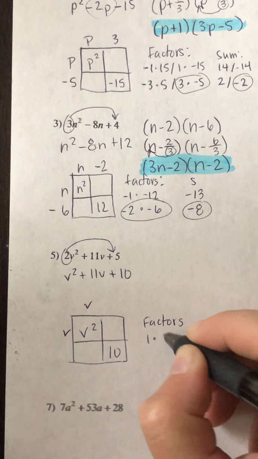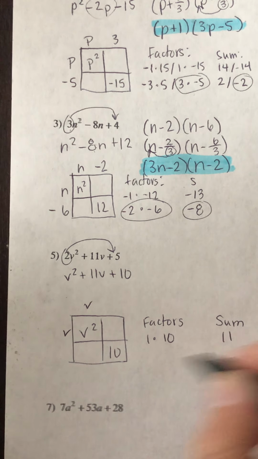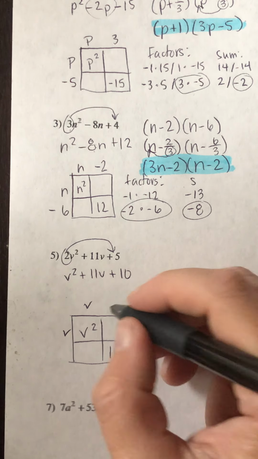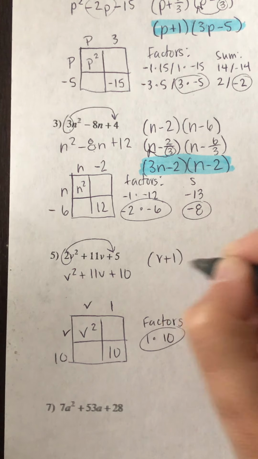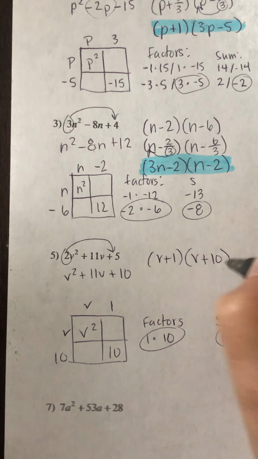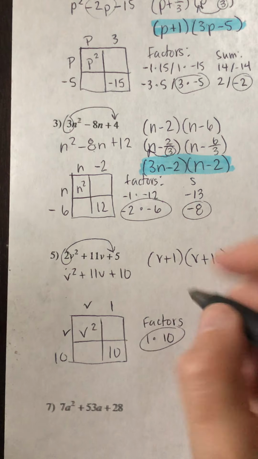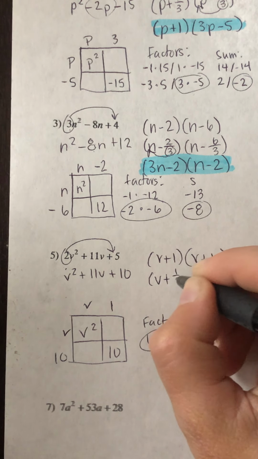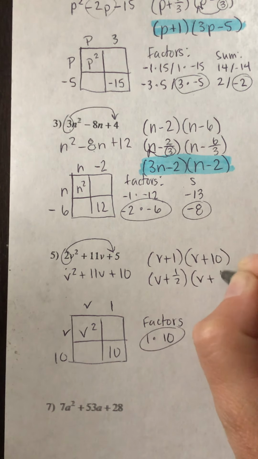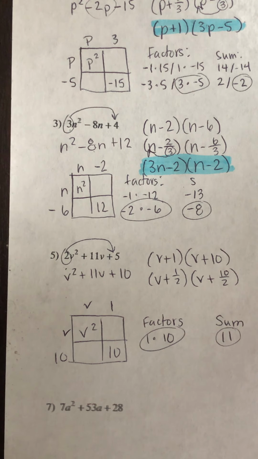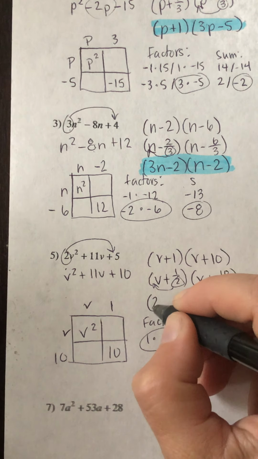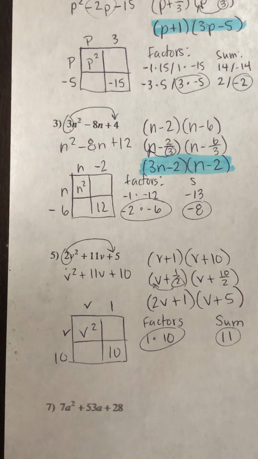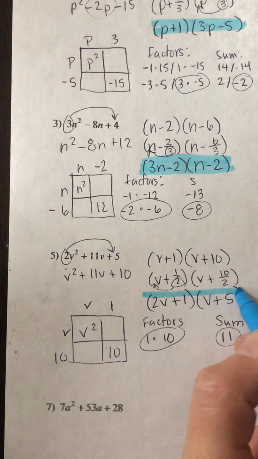So we're going to have 1 times 10, gives us a sum of 11. Well, that's what we're looking for, so we're using these two factors, 1 and 10. V plus 1 times v plus 10. But we can't forget we're dividing it by 2. V plus 1 over 2, v plus 10 over 2. Simplify here to v plus 5. And here we just need to move that 2 up front. 2v plus 1. Final answer.